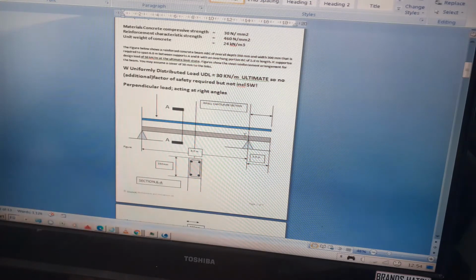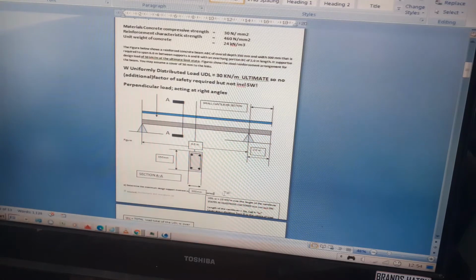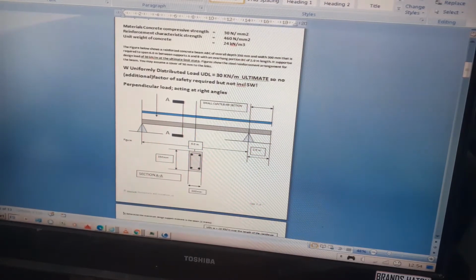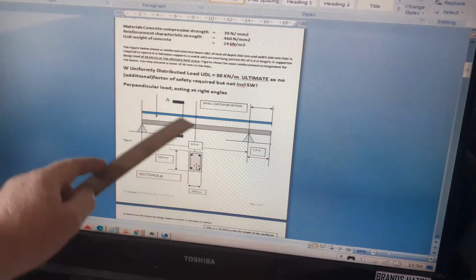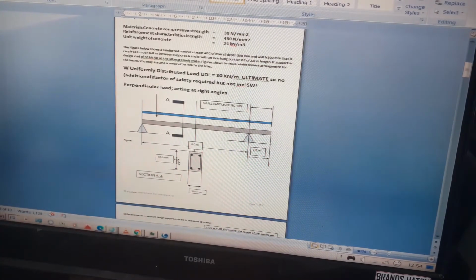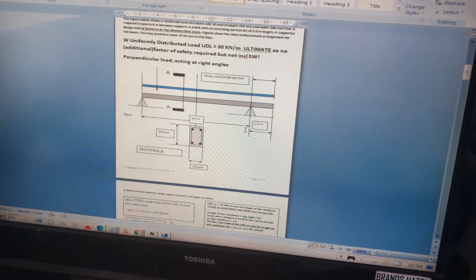I drew section markers through the beam. That's section AA. Looking through the beam, it's rectangular, a rectangular section 350 deep by 300 millimeters wide. That just illustrates the typical reinforcement, but it's not the actual reinforcement. The support is different, and it's shown a bit further down.